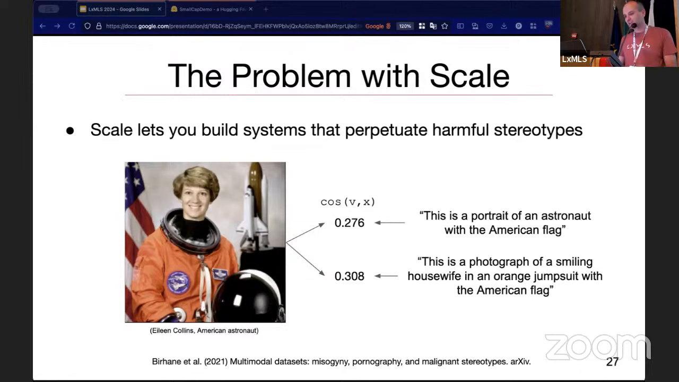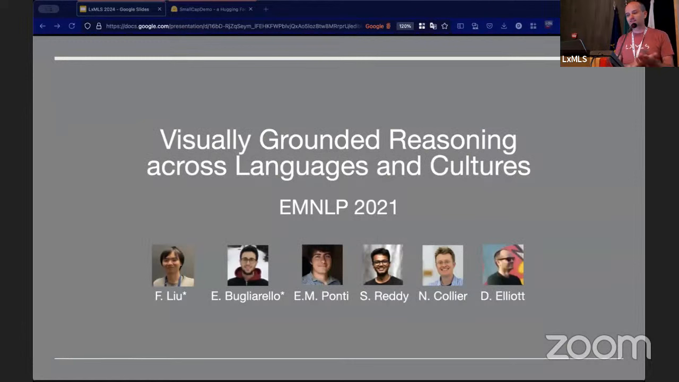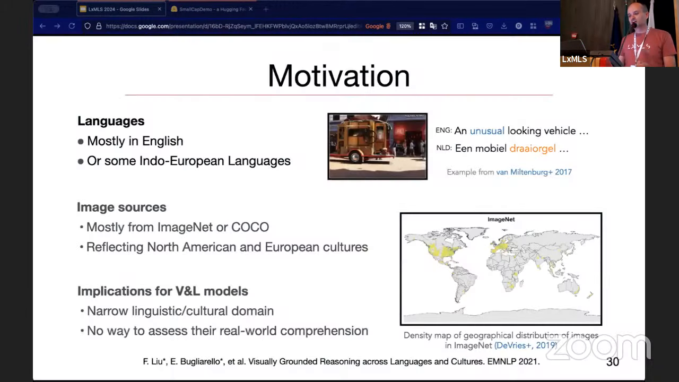And so the thing I'd like to discuss now in more detail is how can we collect multimodal data that better reflects the diversity of the world? We've done some research on this back in 2021, an attempt to collect visually grounded reasoning data across different languages and cultures. Our motivation is that at the time, and honestly even still now, most of the vision and language data exists in English or some high resource Indo-European languages.